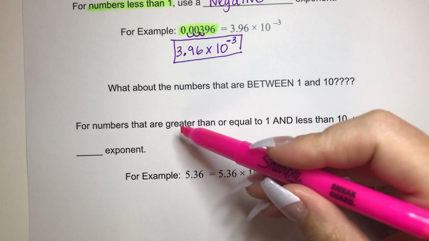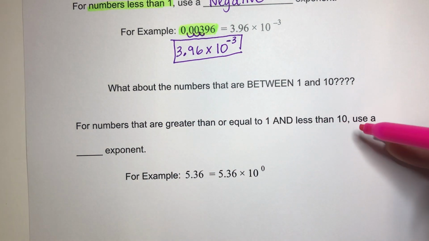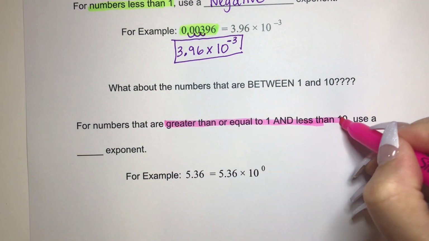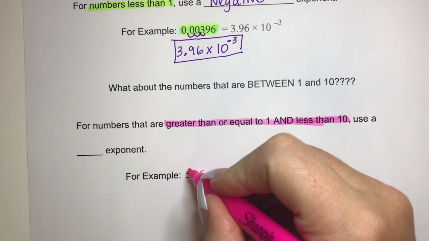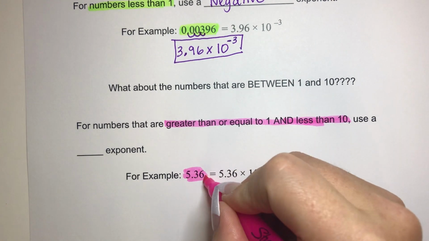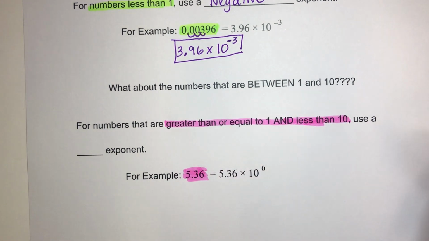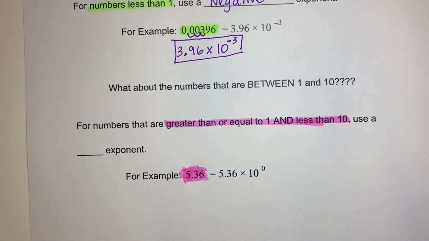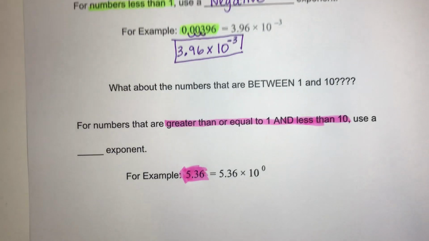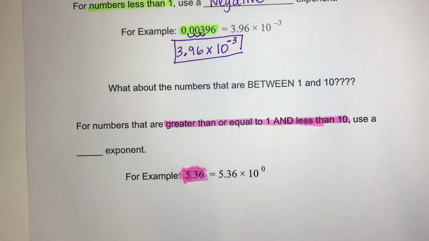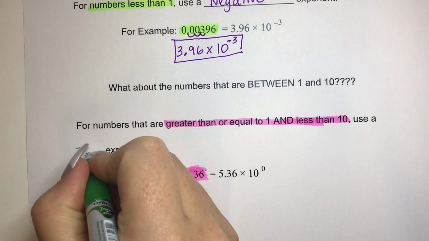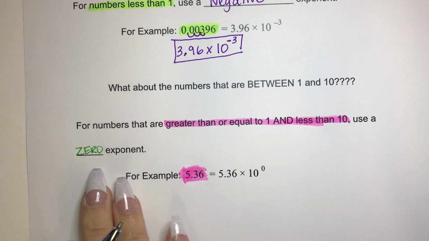So for numbers that are greater than or equal to 1 and less than 10, like this number here, 5.36, how do we write that in scientific notation? Well, you use a zero exponent. And why is that?